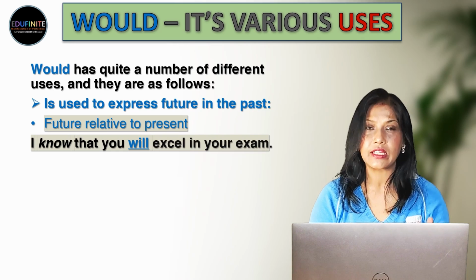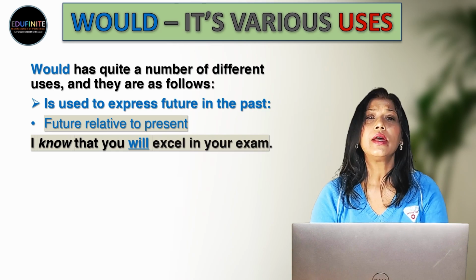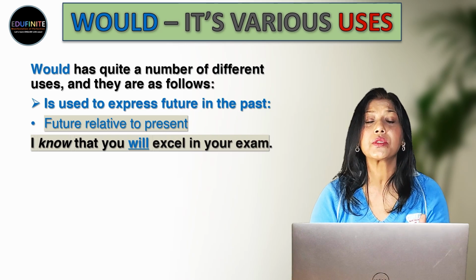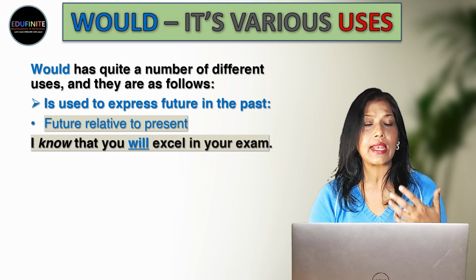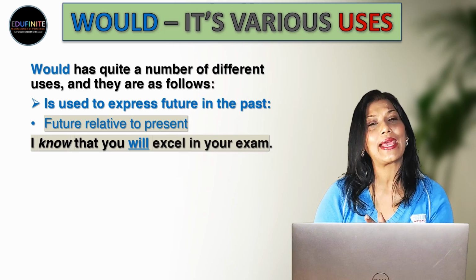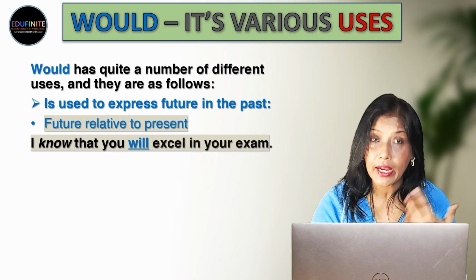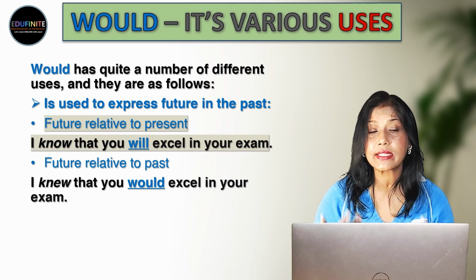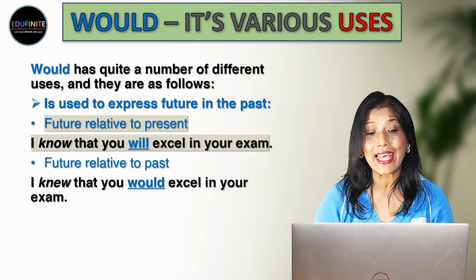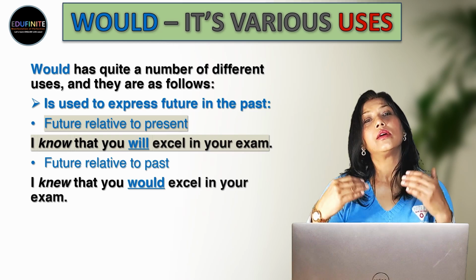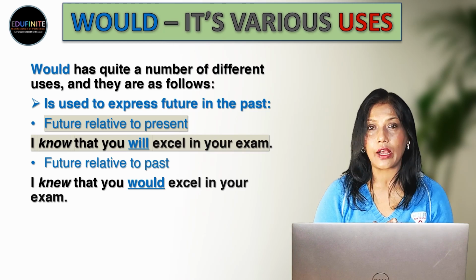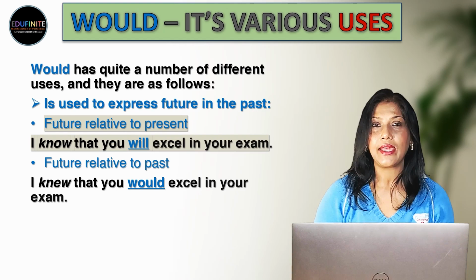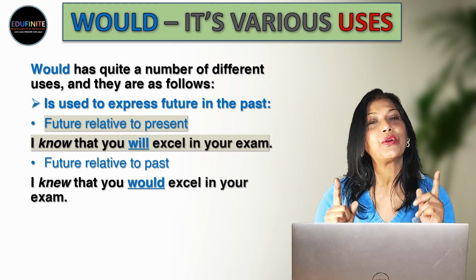So this is in the present tense when we talk about the future. Why the future? Because the exam is not yet over. It's going to come in the future. So we are trying to boost the morale of that particular student and tell him or her that I know that you will excel in your exam. Now, if we change this to future relative to past, what will we say? "I knew that you would excel in your exam." That means the exam is over, the results are out, and the student has really excelled in his or her exam. So then you say, "I knew you would excel in your exam."